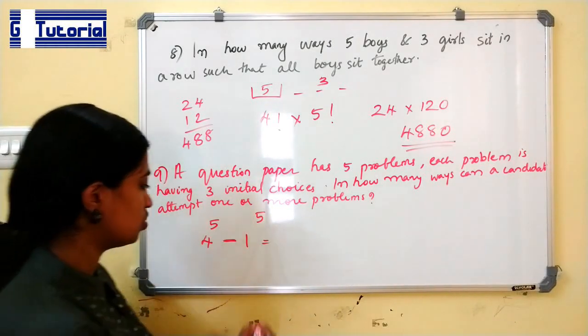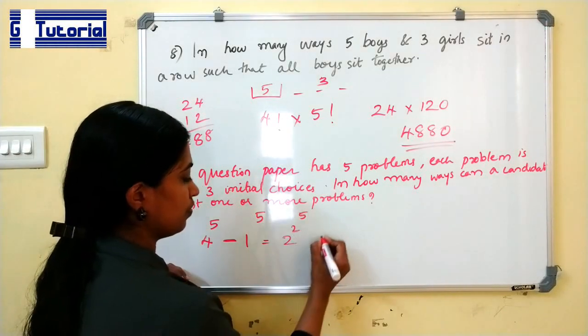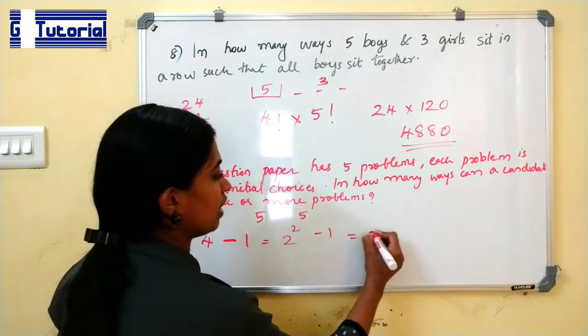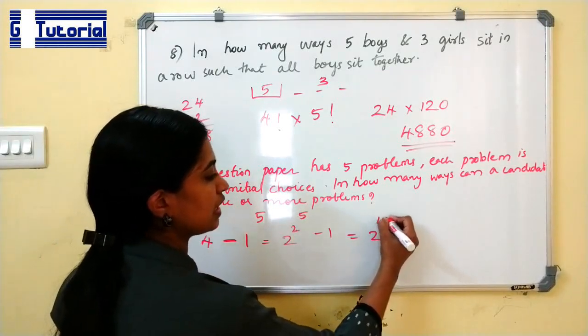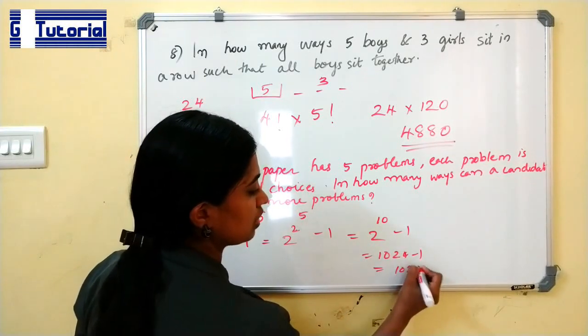So 4 raised to 5, 4 is 2 squared. 2 raised to 2, the whole raised to 5, minus 1. Or we can write 2 raised to 2 into 5. 2 into 5 is 10. 2 raised to 10 is 1024. 1024 minus 1 is 1023.